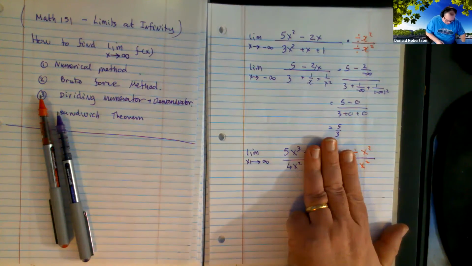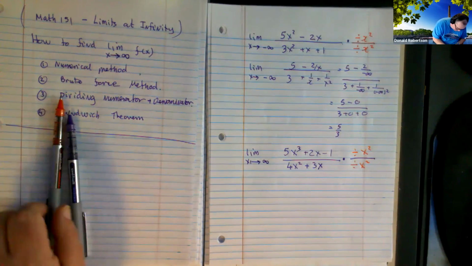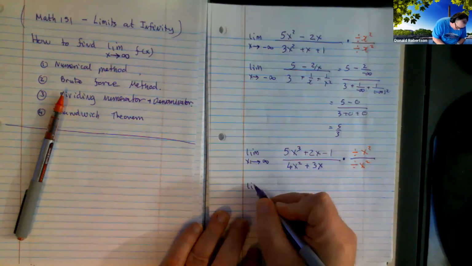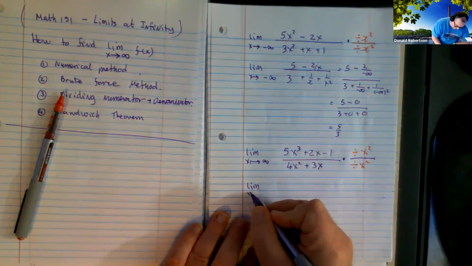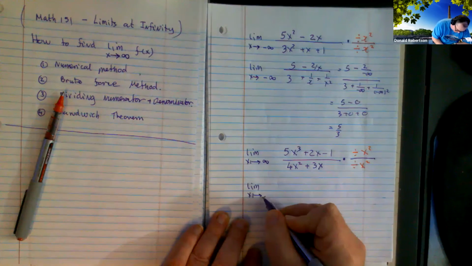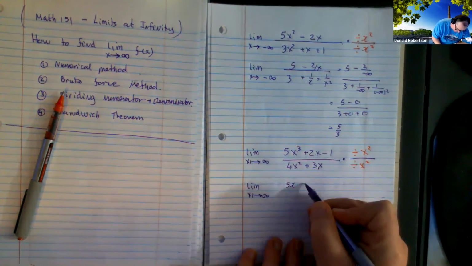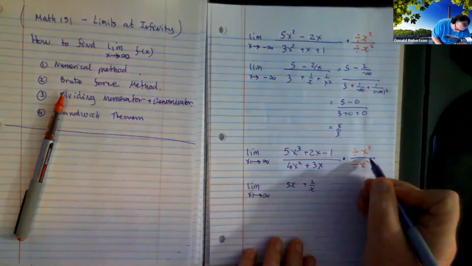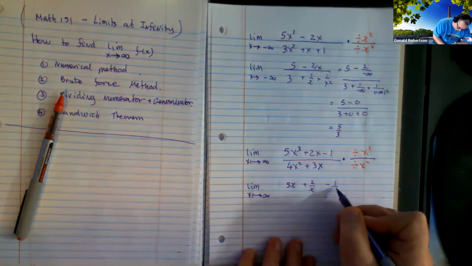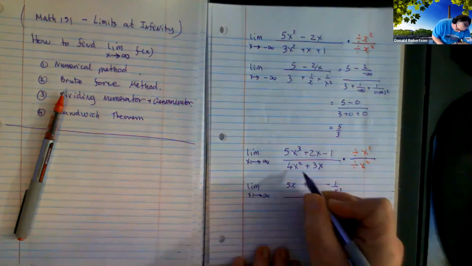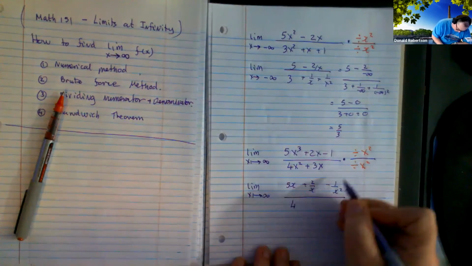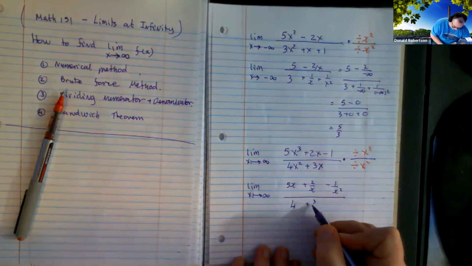Now, let's do the divide and see how that comes out as working. Well, that guy is 5x. Divide this guy by x squared, you get 2 over x. And divide this guy, you get 1 over x squared. And on the bottom, you divide this guy, you get 4. And divide this guy, you get 3 over x. Are we comfortable with that?